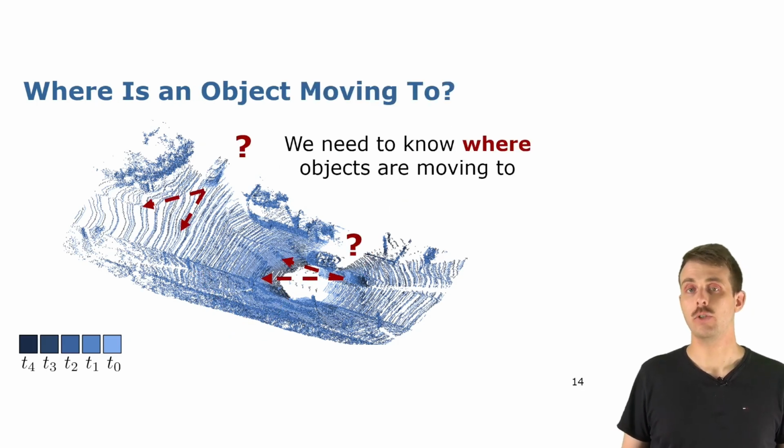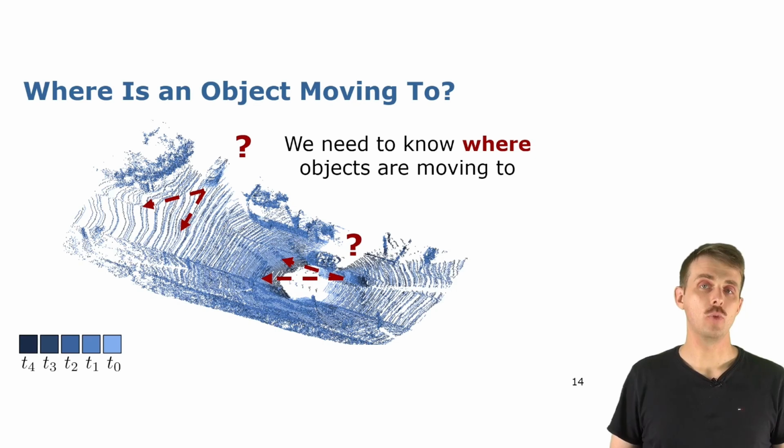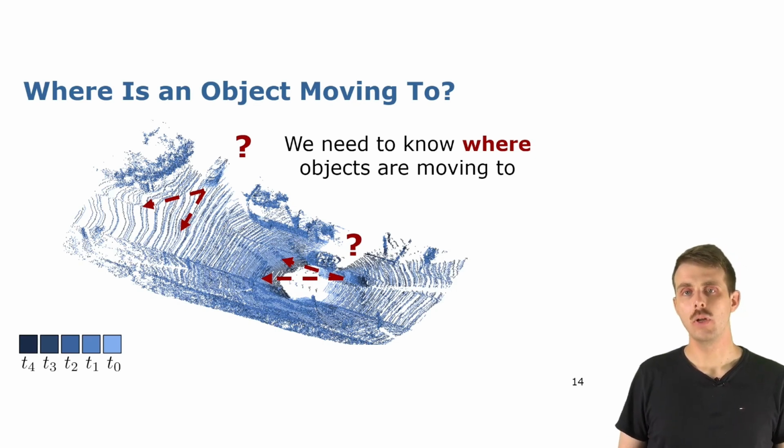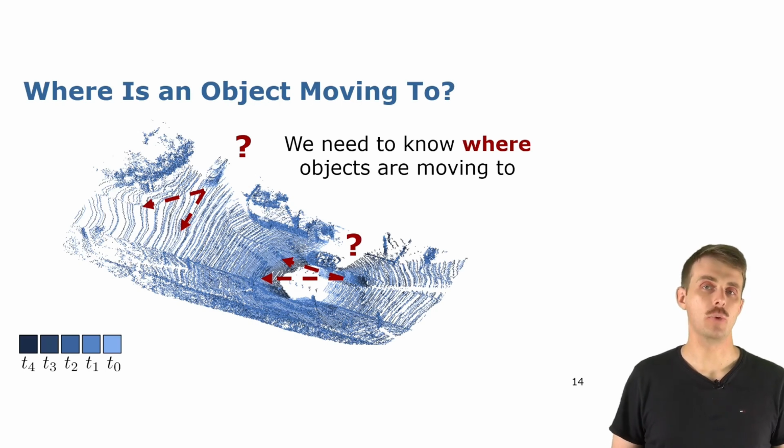And one possible next question could then be, where is an object moving to? So after knowing which objects move, we can ask, what are they going to do in the future? In this case we would like to know whether the bicyclist is just driving straight or is even taking a left turn and then interfering with our path, or the same with the car that we see in front of us.